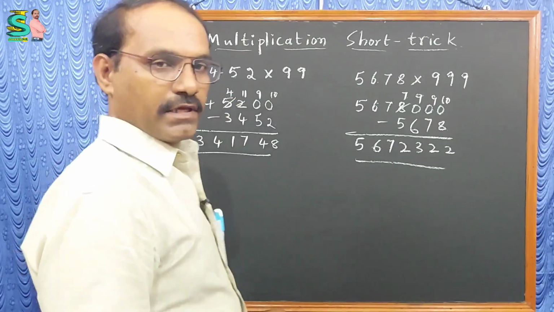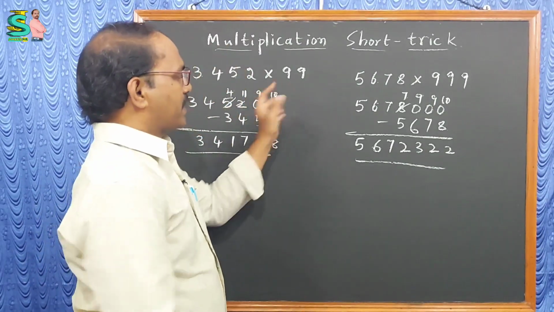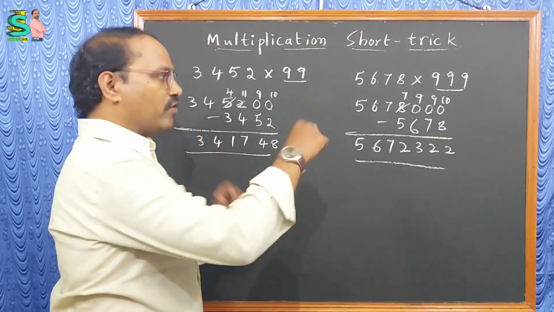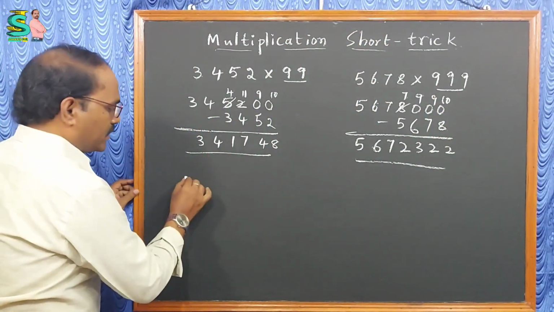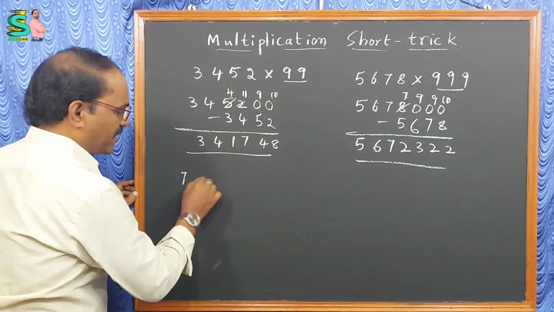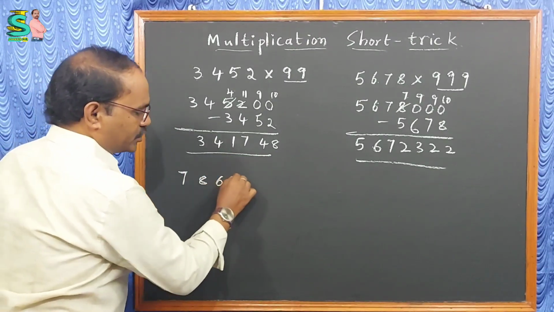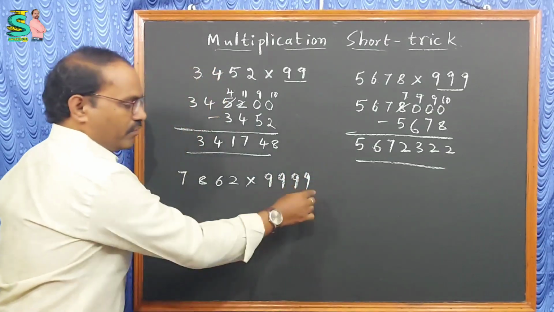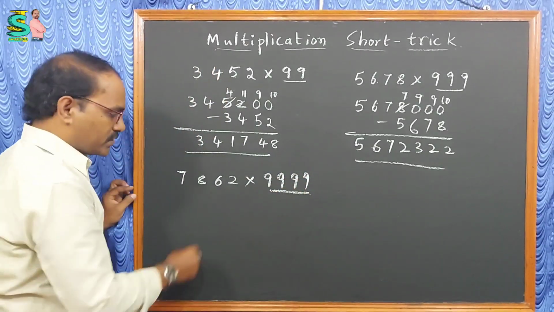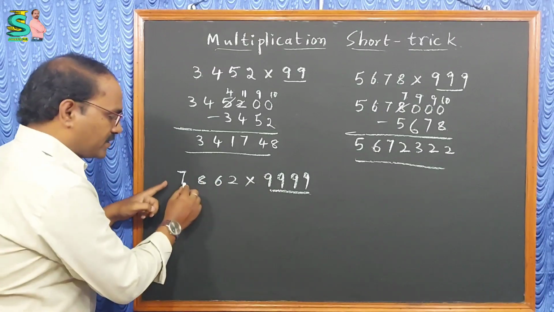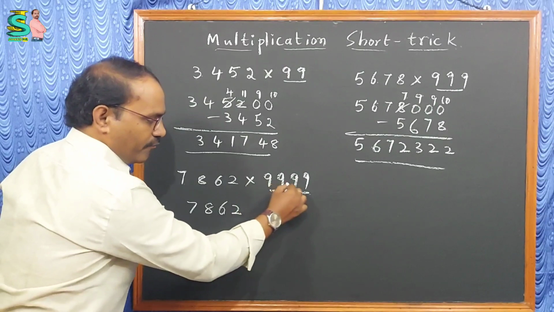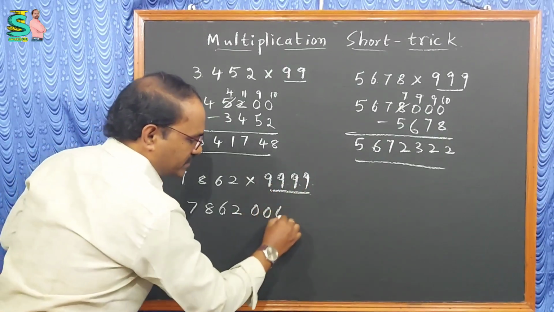Is it? Yes. One more. Here double digit, here triple digit. Now 4 digits: 7862 into 9999. 4 digits. So what is the process? You should write 7862 as it is. 4 9s are there. So 4 zeros.